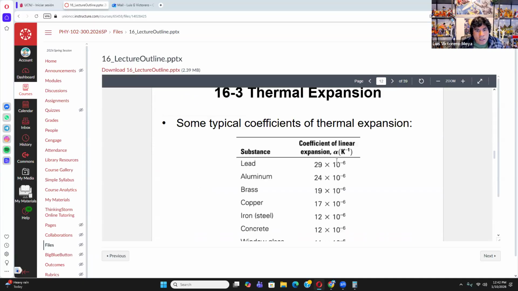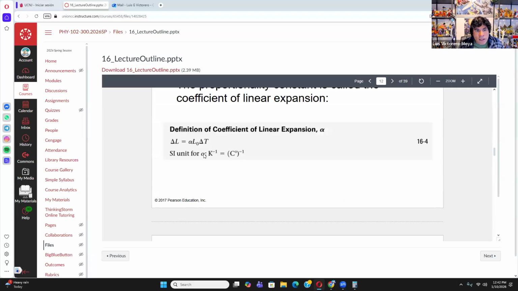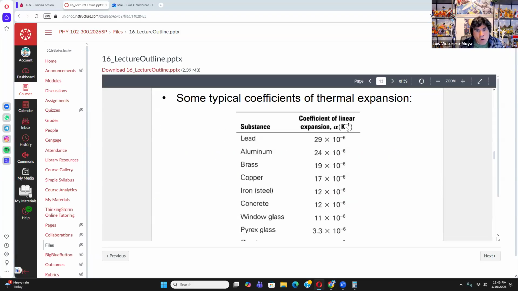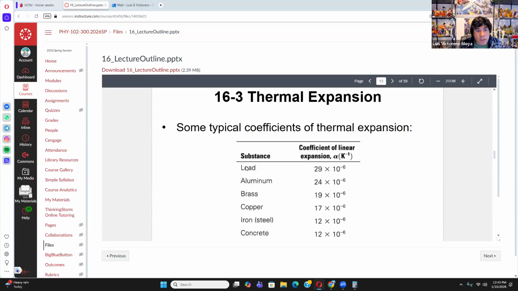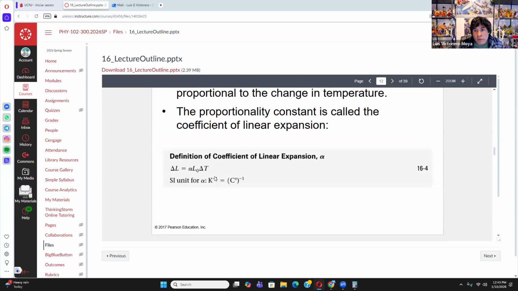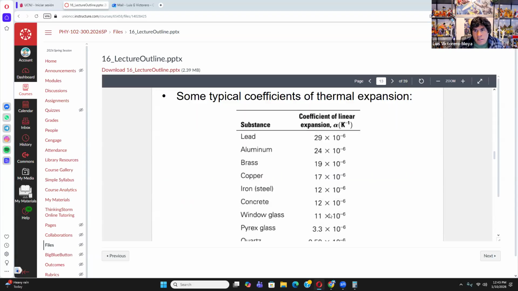Keep in mind that alpha is in units of Celsius to the negative 1, or Kelvin to the negative 1, depending on the change in temperature. If you are expressing your change in temperature in Kelvin or Celsius, at the end of the day it doesn't matter because of the conversion itself, and you will see that in the examples. You can use either of these. The coefficients are the same anyway; the units just change.